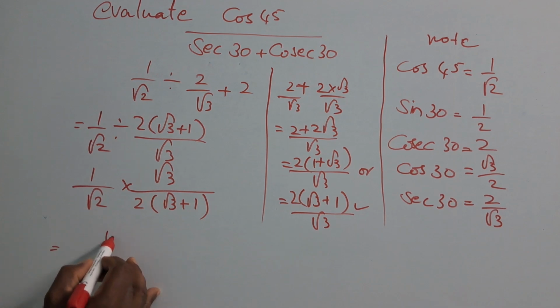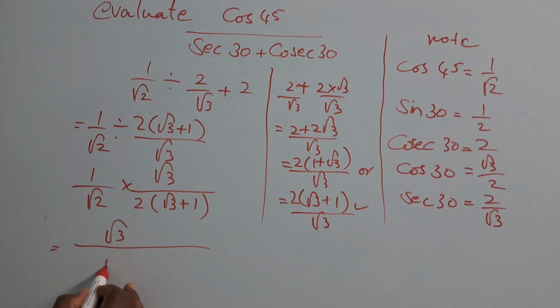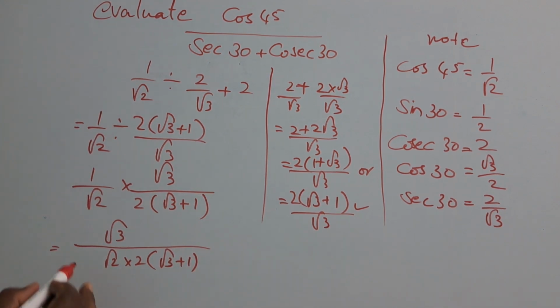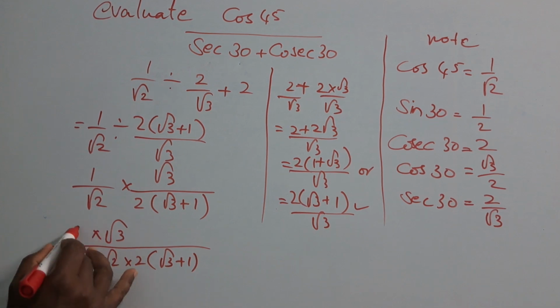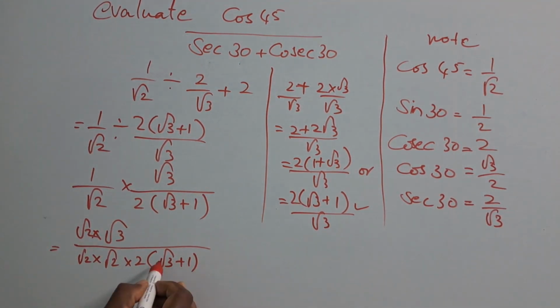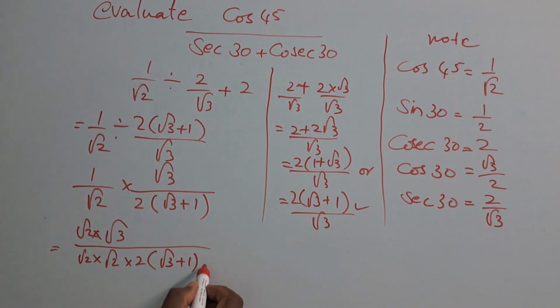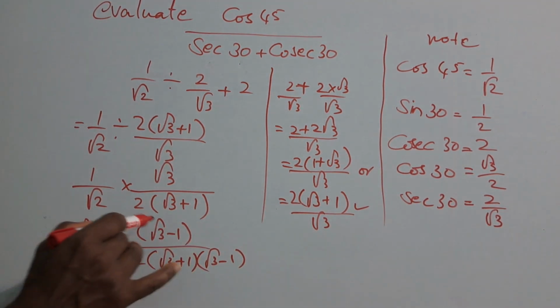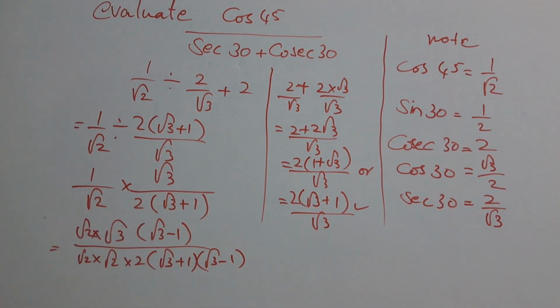Equals 1 into root 3 by root 2 into 2 into root 3 plus 1. We need to rationalize the denominator. For this, multiply both numerator and denominator by root 2, and also by the rationalizing factor root 3 minus 1, into root 3 minus 1 on both numerator and denominator.